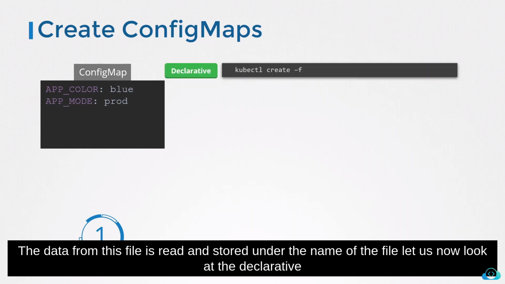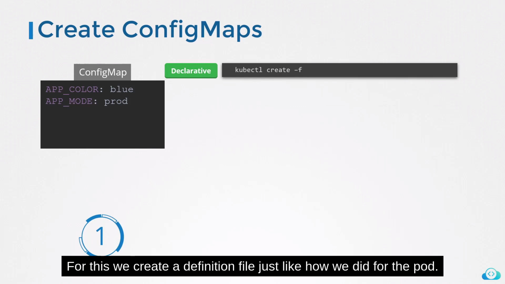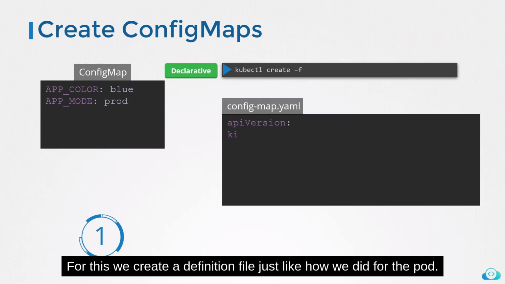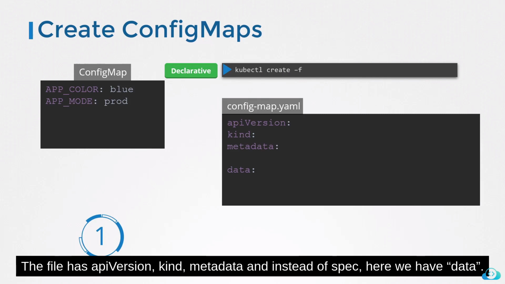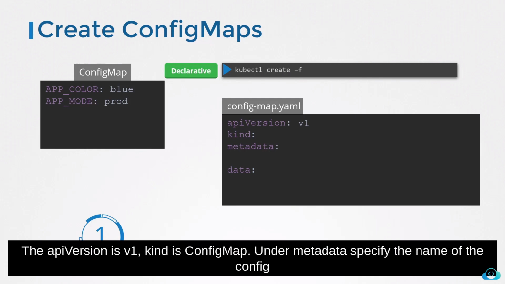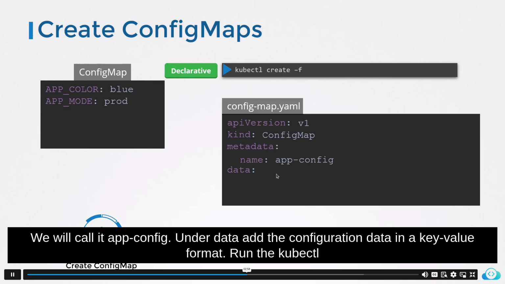Let us now look at the declarative approach. For this, we create a definition file just like how we did for the pod. The file has an API version, kind, metadata, and instead of spec, here we have data. The API version is v1, the kind is ConfigMap. Under metadata, we specify a name for the config map. We will call it app-config.